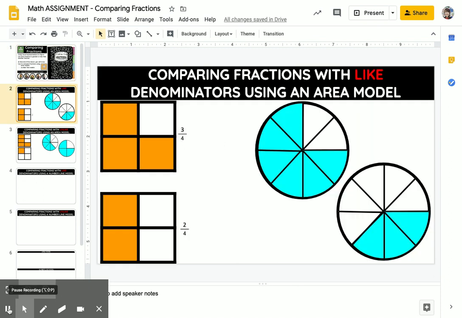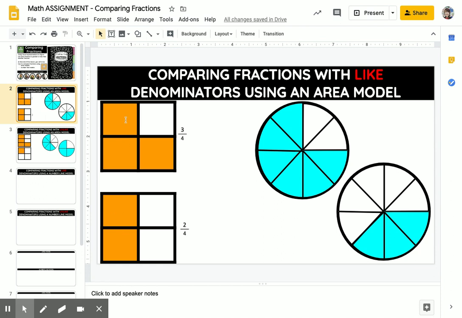First, we will look at comparing fractions with like denominators using an area model. Thinking about what you've learned over the last couple of weeks, you can see that these two squares are both cut into fourths. Because the first square has 3 sections shaded in, this represents 3/4. The bottom square has 2 sections shaded in, representing 2/4.